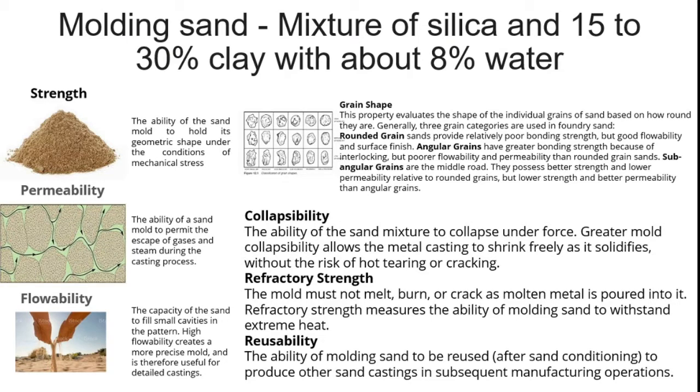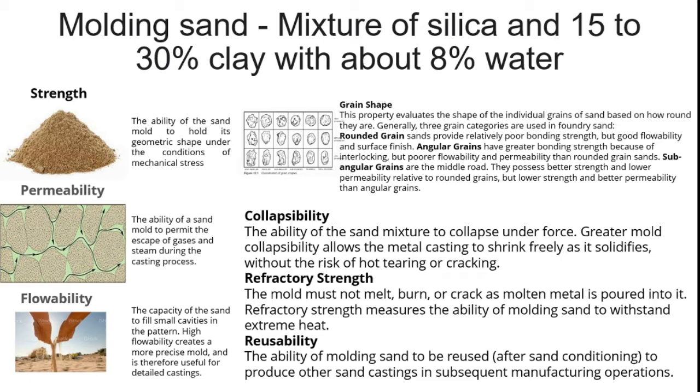Yes, it should have strength. The ability of the sand mold to hold its geometric shape under the conditions of mechanical stress is known as strength of molding sand. After that, permeability. Why do we consider permeability? The ability of a sand mold to permit the escape of gases and steam during the casting process. Because of the moisture content available in the molding sand, when heated molten metal is poured into that mold, steam is produced. How does it escape from the molding sand? Due to this permeability property only, steam escapes from the molding sand.